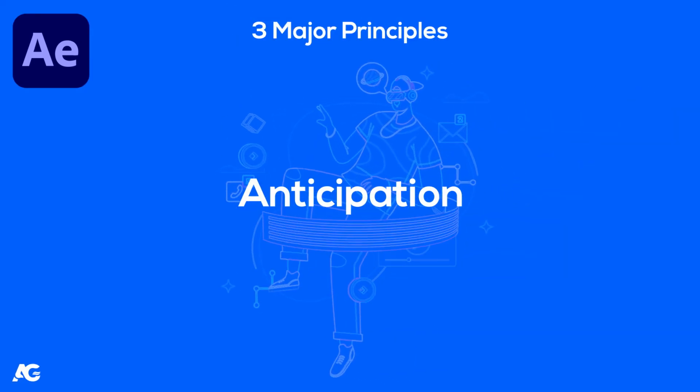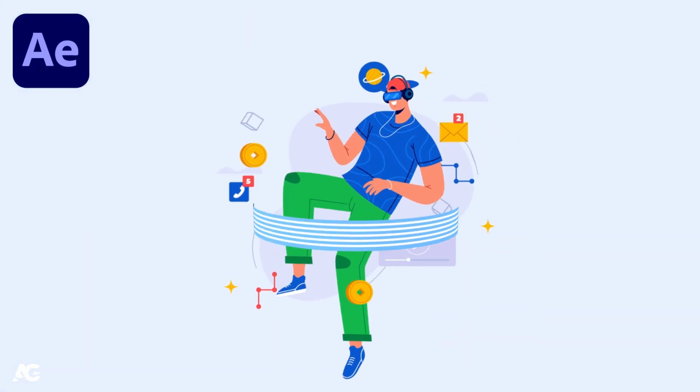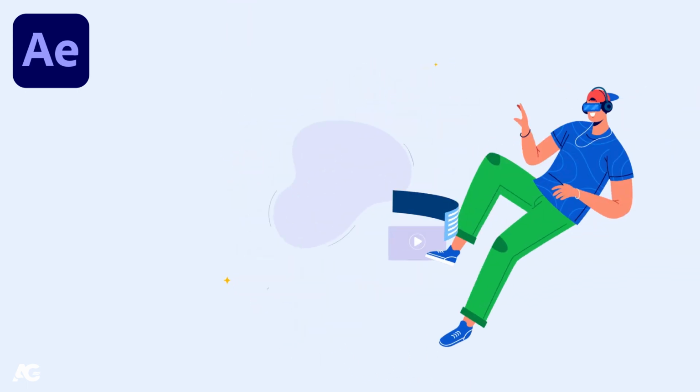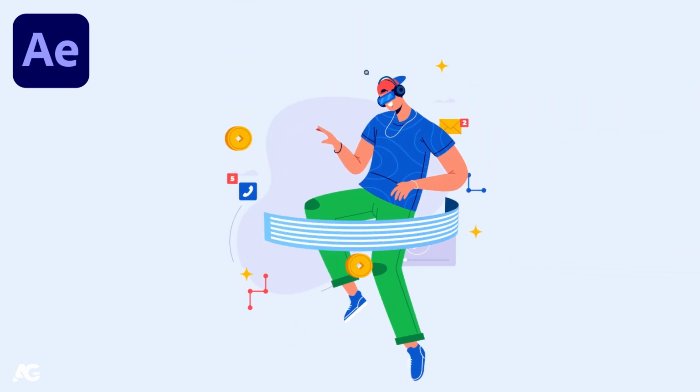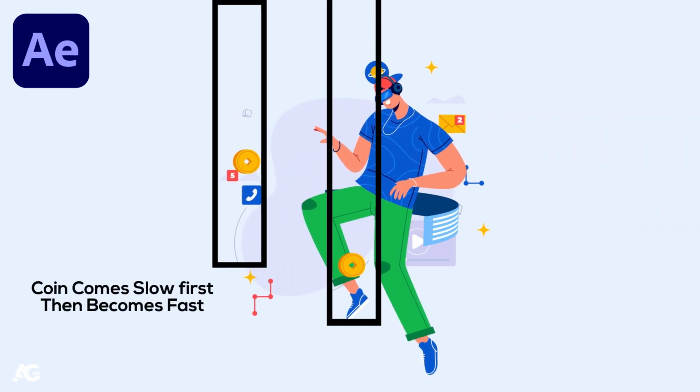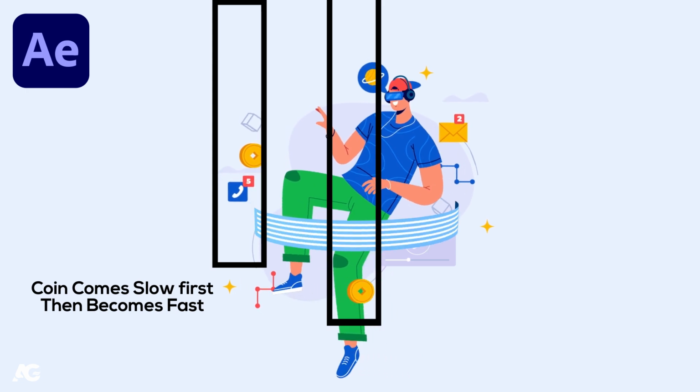Second principle is anticipation. If you see the starting animation of this person, it doesn't come right in front of you, it comes a little fast, then it becomes slow. This kind of trick animators use to excite the audience that something is going to happen in the scene, and that's what we call anticipation.